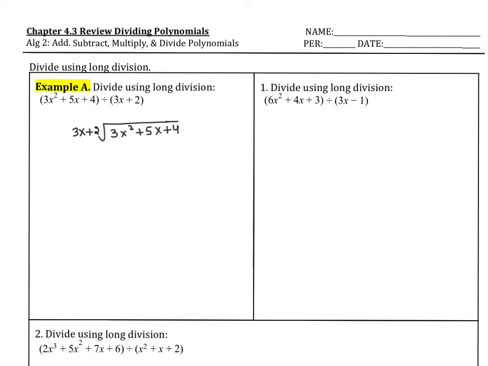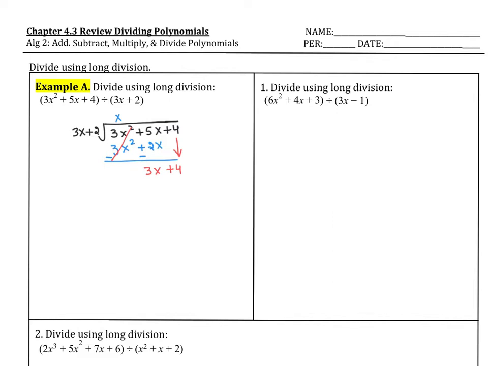So we're going to choose x, and we're going to multiply this x with this binomial and write it here. That's going to be 3x squared plus 2x. Now we are going to change their signs. So you get 5 minus 2x, that is 3x, and bring down the 4, you're going to get 3x plus 4.